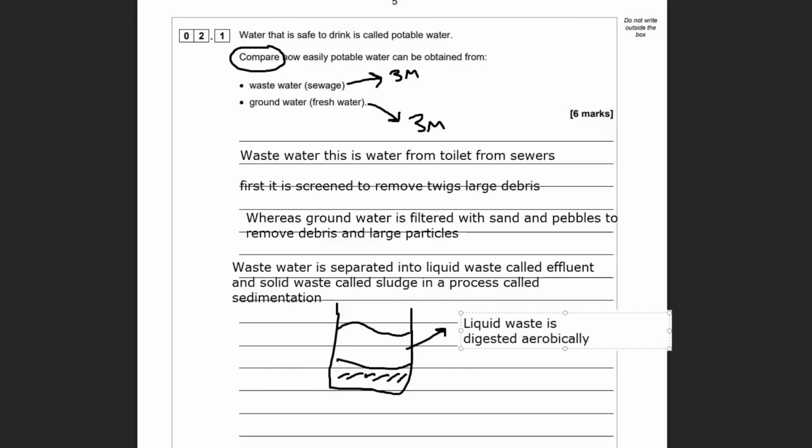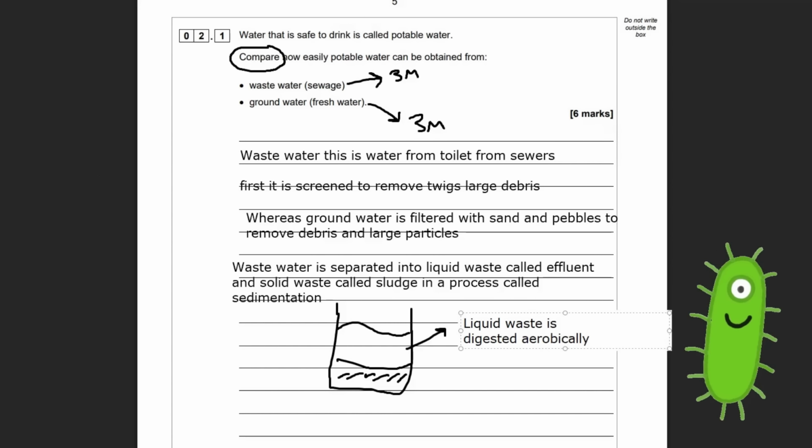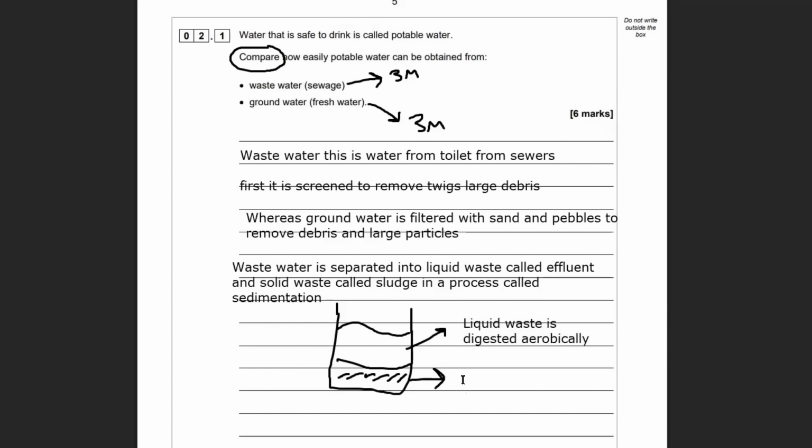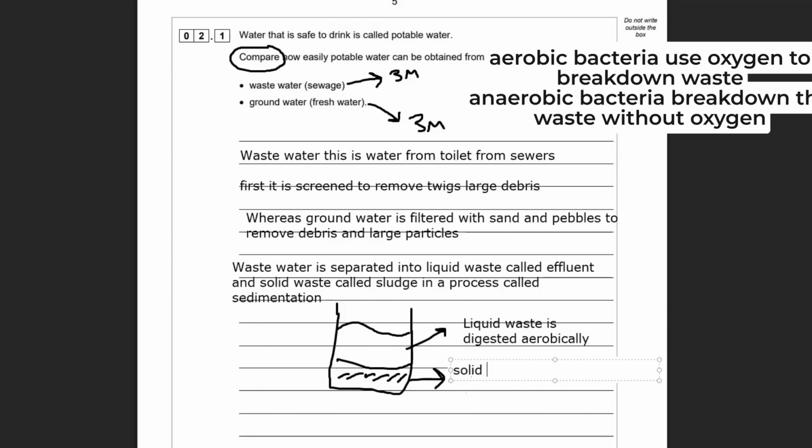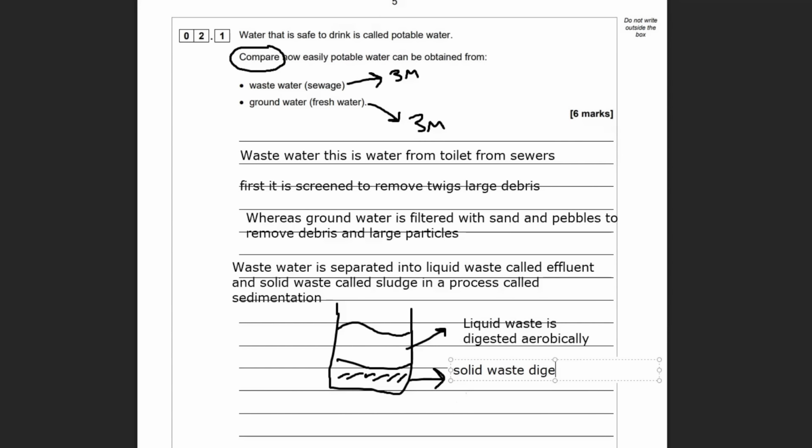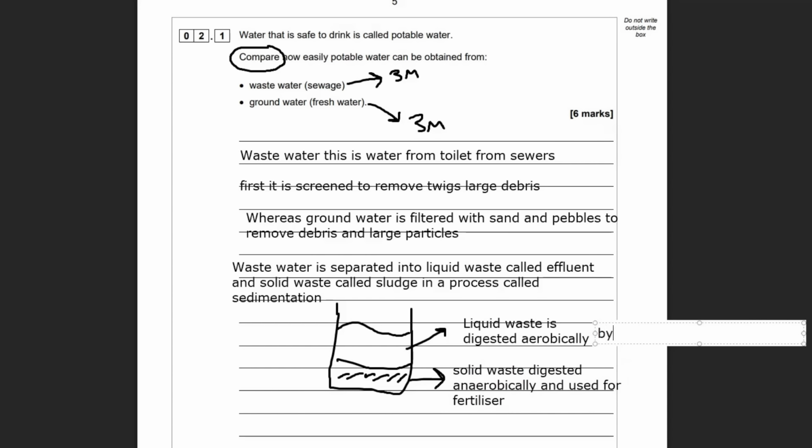And that means they use bacteria to break it down aerobically. And the solid waste is digested anaerobically, and that generally goes to be used to turn into fertilizer. So solid waste is digested anaerobically and used for fertilizer. So again, that's by bacteria, by microbes. I should say aerobically by bacteria. Let's just put by bacteria, because that could be a key point. And this is by bacteria as well, kind of running out of room.